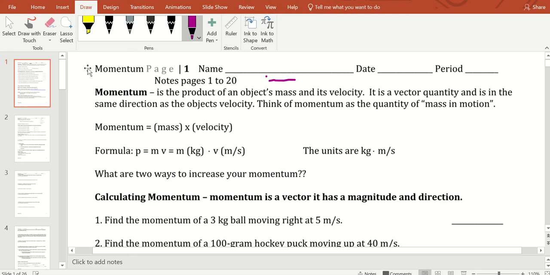Today we're going to talk about momentum. Momentum is the quantity of mass in motion. To calculate momentum, you're going to multiply the mass in kilograms times the velocity in meters per second.